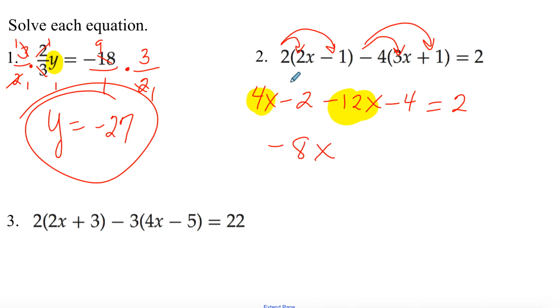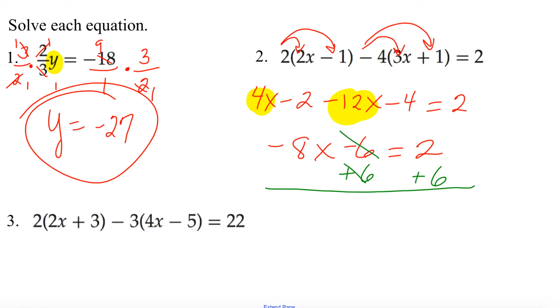And then I also have a -2 and a -4, which is a -6, is equal to 2. So our reverse order of operations says we want to do the opposite and get rid of our addition or subtraction first. So when I do that, my 6's add to 0. Always keep your equal sign lined up.